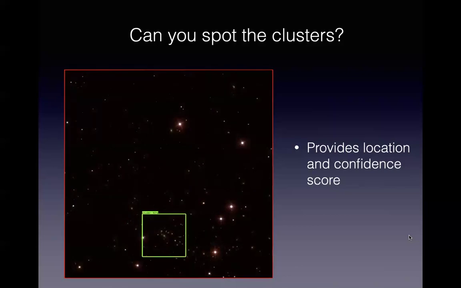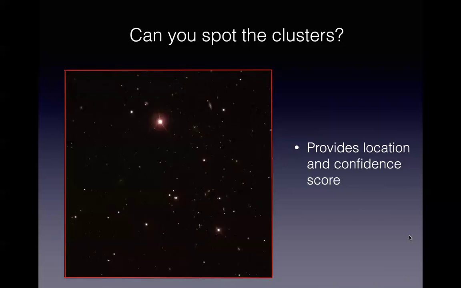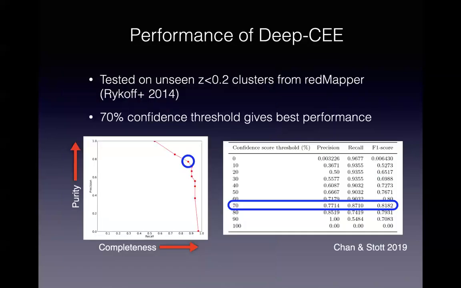So it provides a location and a confidence score, so that is a 92% chance of being a cluster, for example. We then tested it on unseen clusters, less than redshift 0.2, on a region of the sky we'd not looked at from RedMapper, so these weren't ABO clusters. With a 70% confidence threshold, we got the best F1 score performance, the best balance of precision and recall. So you're trying to be near the top of this corner here. That was the best performance we got with it.